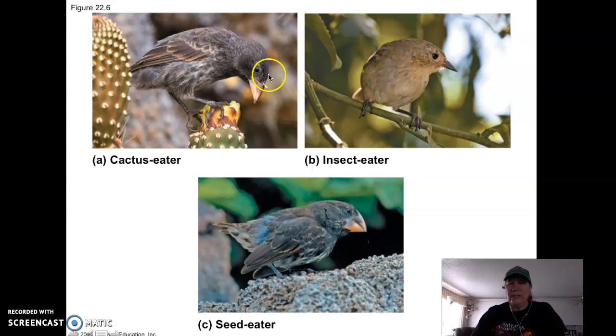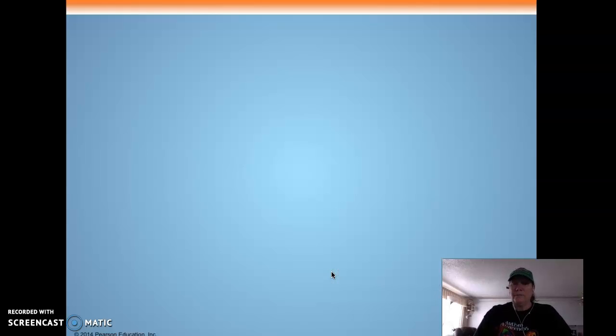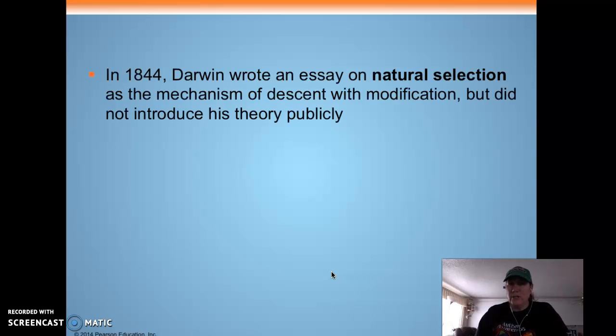So he started labeling them. They're all finches, but this one was a cactus eater, this one was an insect eater, and this was a seed eater. If you look at their beaks, they're adapted to whatever they eat. Their feet were a little different too. He realized they made these adaptations so that they could be whatever they fed on. That's what they were best for. So he wrote an essay on natural selection, and he said this was the mechanism by which species are modified. As generations went on and on, they were modified because of the environment in which they live.